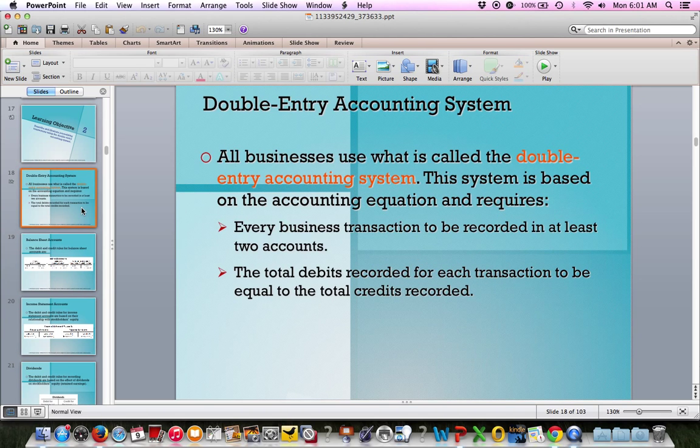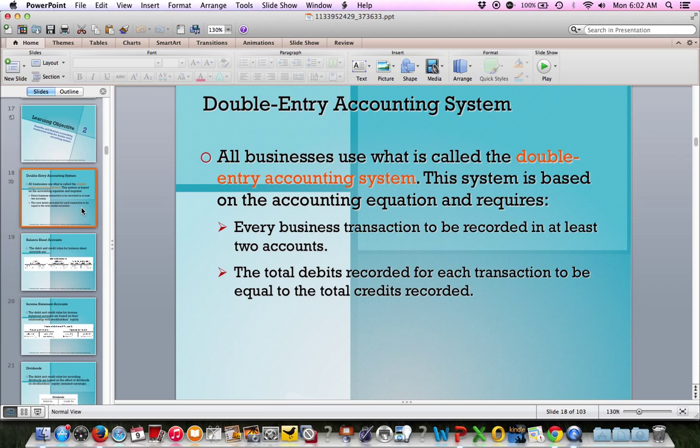Okay, so next we'll talk about double entry accounting. All businesses use the double entry accounting system. And so basically the system is based on the accounting equation. It requires that every transaction has at least 2 accounts. It could have more than 2, that's okay, but the minimum is 2. And total debits of a transaction must equal total credits.